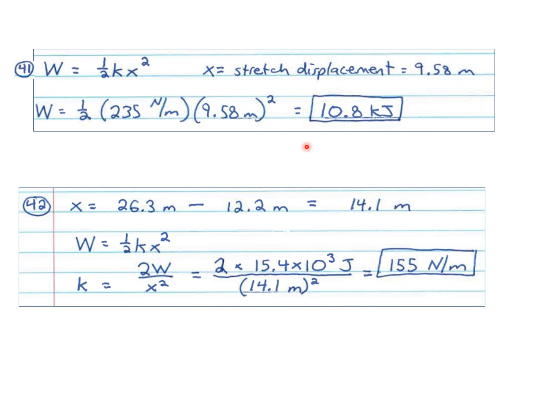Number 42 says unstretched, a cord used in bungee jumping is 12.2 meters long. When a jumper reaches the lowest point in her jump, the cord has stretched to 26.3 meters and she's done 15.4 kilojoules of work on the cord. What is the spring constant on the cord? Well, we need to know what the displacement from equilibrium is, so how long it is minus its unstretched length, and so x is 14.1 meters. We'll take the work equation for a spring and solve for k, so k is 2 times the work over x squared. We plug in the values given, and we get 155 newtons per meter.